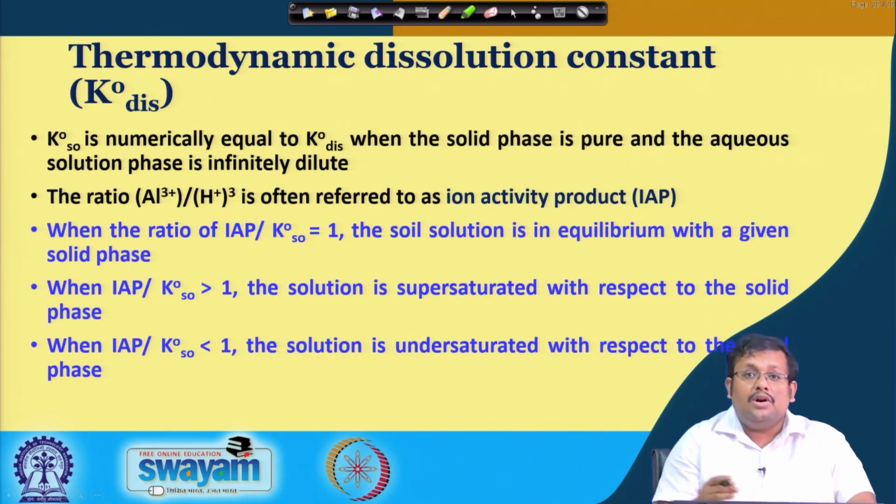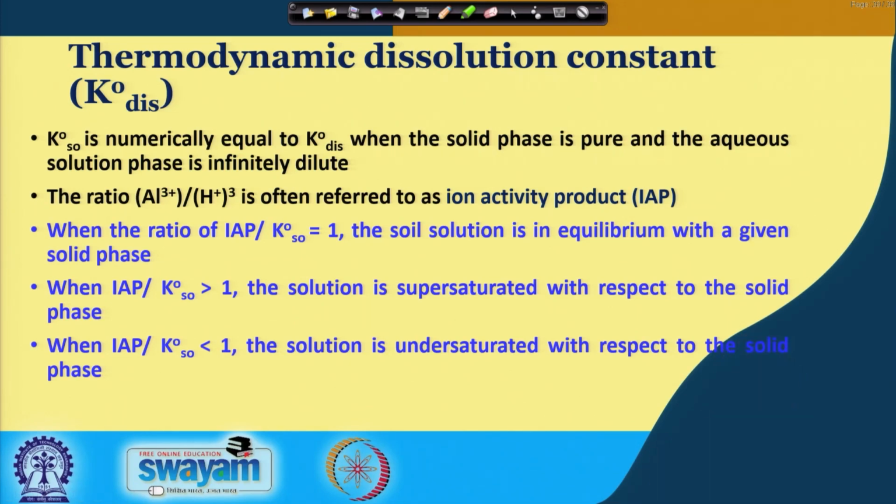So, this ratio of the activity of Al3+ and H+ is often referred to as the ion activity product, and this ion activity product divided by this constant, when it is equal to 1, means the soil solution is in equilibrium with the given solid phase. When it is greater than 1, it is supersaturated with respect to the soil solution phase, and obviously there will be precipitation. When it is less than 1, the solution is unsaturated, and further dissolution will go on to maintain the equilibrium.